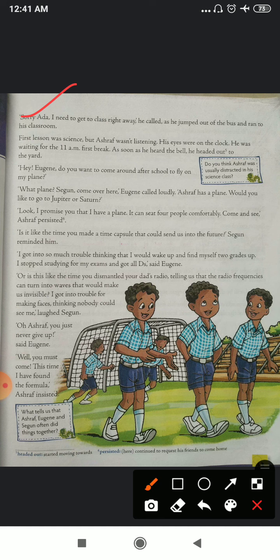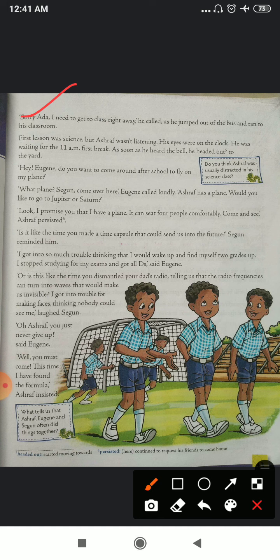So, in the same way, Ashraf was not listening to the science class. His eyes were on the clock. He was waiting for 11 a.m., for the first break. In your school also, there is a break. In the same way, Ashraf's school had a break at 11 a.m. As soon as he heard the bell, he headed out to the yard. So, when the first bell of the break rang, he headed out to the yard.